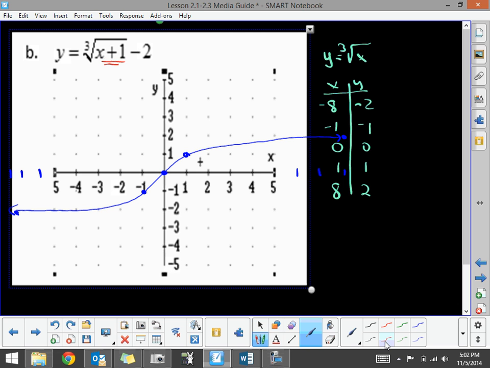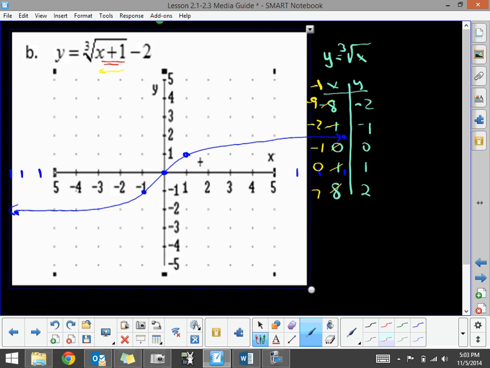my chart. So I want to make sure that I subtract 1 from all of the x's because it's going to move left 1. So instead of a -8, it'll be a -9. Instead of a -1, it'll be a -2. Instead of 0, it'll be a -1. Instead of 1, it'll be a 0. Instead of 8, it'll be a 7.